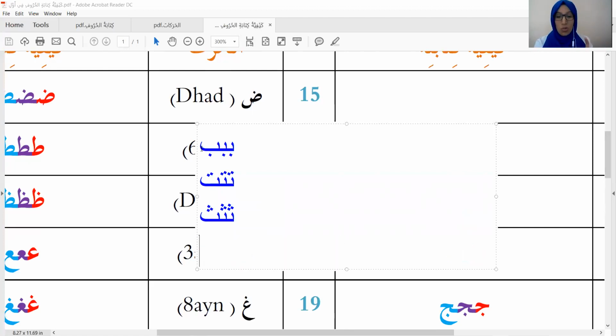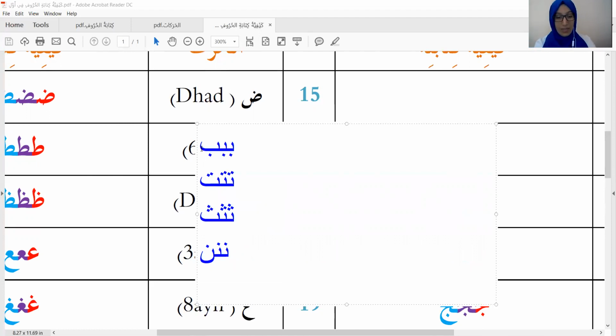So I have noon. Noon at the beginning is like this, in the middle like this, and at the end like this. So at the beginning and the middle, they have the same form like ba, ta, and tha, except at the end. All the letters at the end of the words have the main form. Then I have ya. Ya is like this. If you notice, at the beginning and in the middle, they have the same form basically, and the difference is only in the number and the position of the dots. These are my letters which are similar.